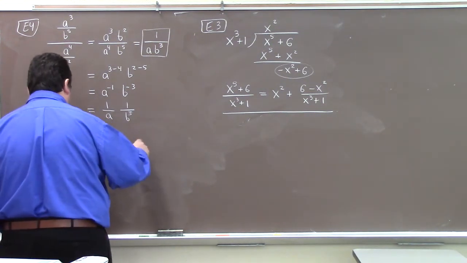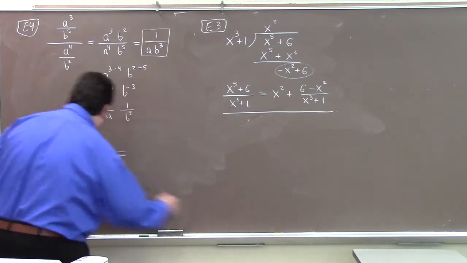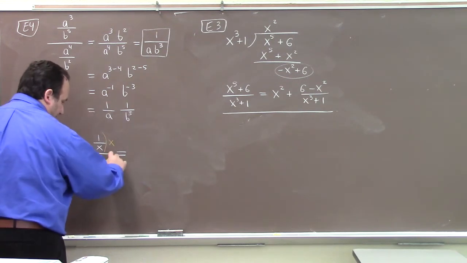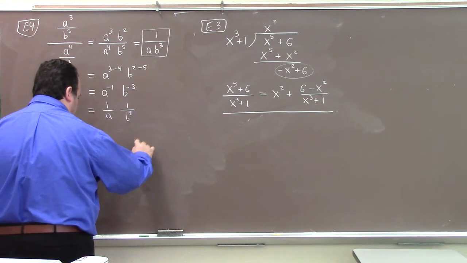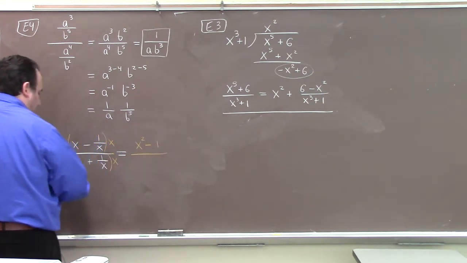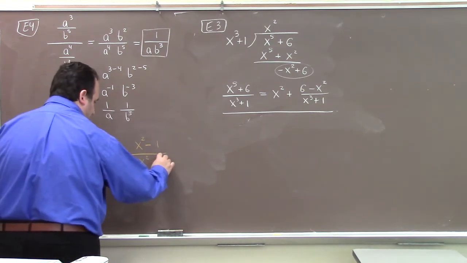So what you want to do is just multiply the top and the bottom by x. Okay. And then when you multiply through, you get x squared, x over x, which is 1, and then x squared, x over x, which is 1.